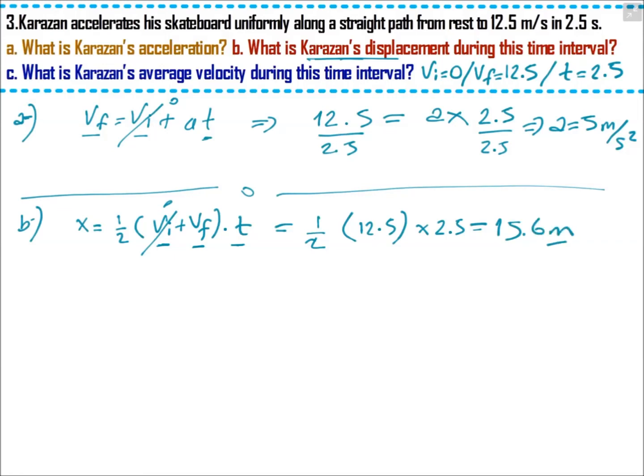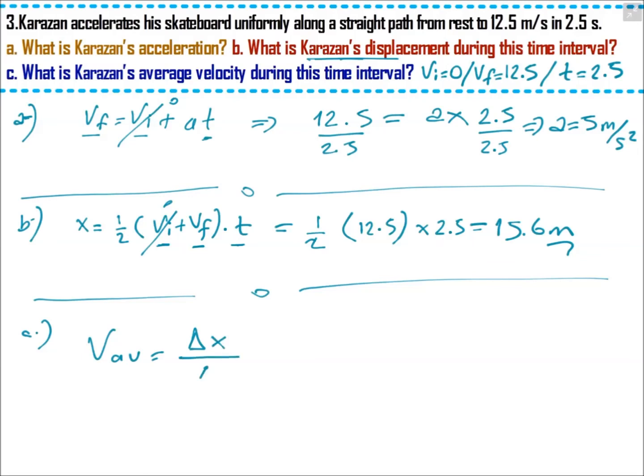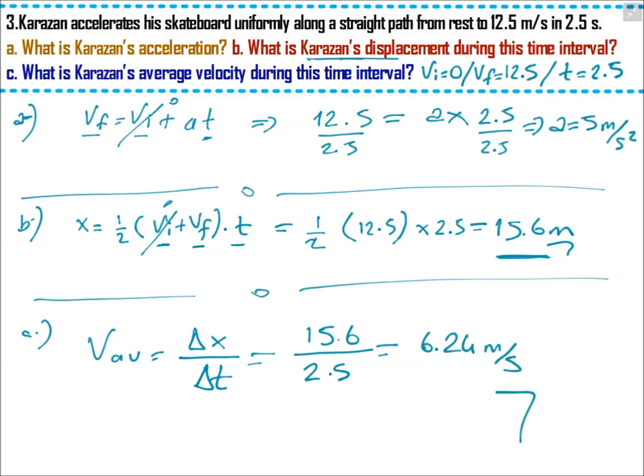15.6 meters. At the C, it says what is Karazhan's average velocity during this time interval. Average velocity formula, V average equal delta x over delta t. And as we calculate, x equal 15.6 and the time equal 2.5. So 15.6 over 2.5, 6.24 meter per second. And this is the average velocity.